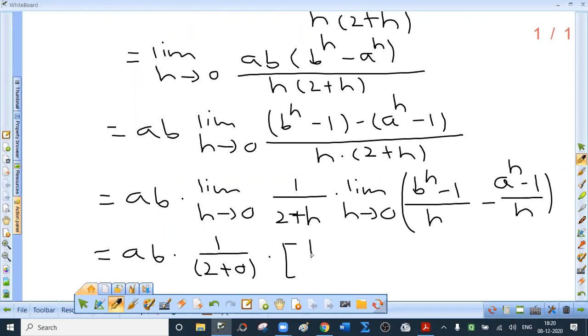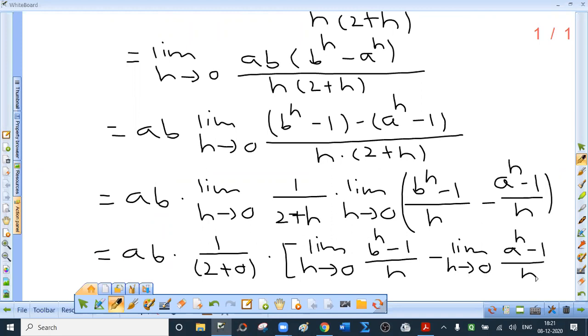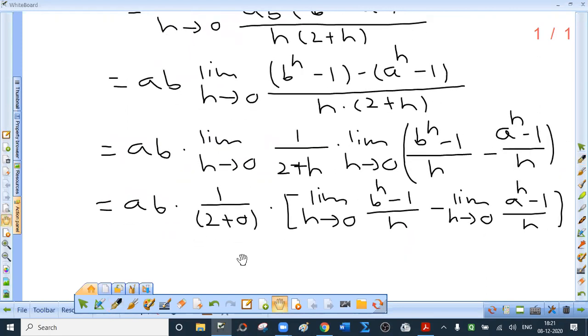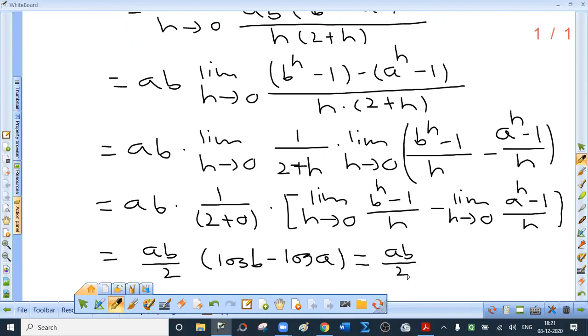Here, what is limit of difference? Difference of limits. So limit h tends to 0, b raised to h minus 1 upon h, minus limit h tends to 0, a raised to h minus 1 upon h. Okay. So what is the next step? It is nothing but ab upon 2 into in bracket log b minus log a. So final answer is ab upon 2 log of b upon a. Right.